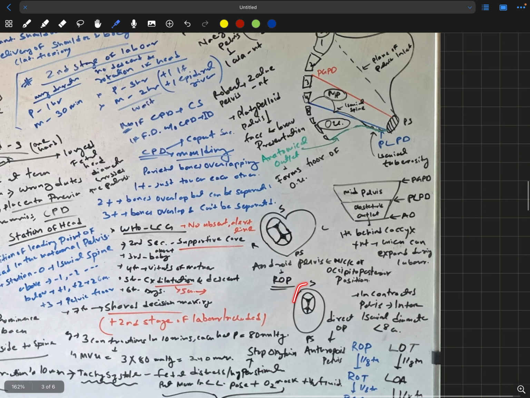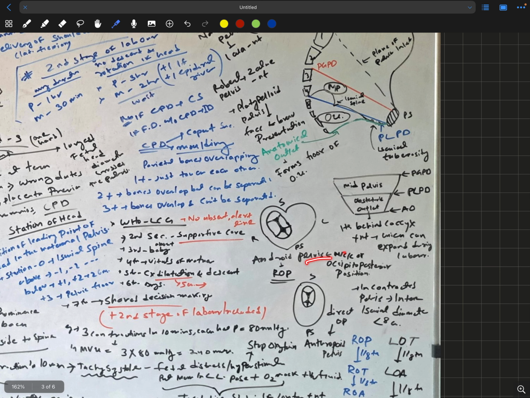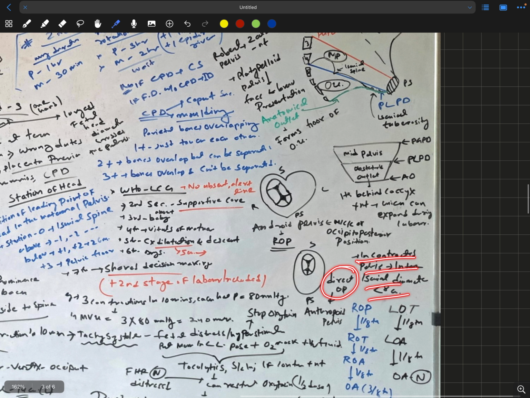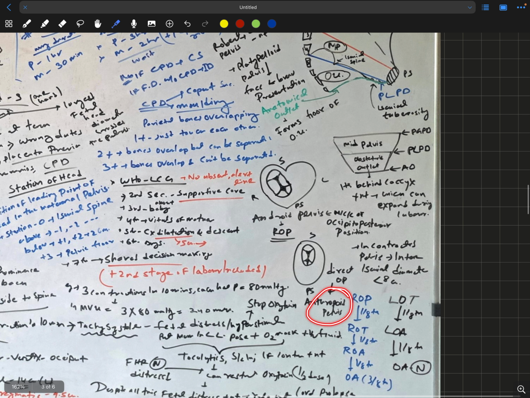This is called anthropoid pelvis. In anthropoid pelvis we have direct occipito posterior. This is right occipito posterior, left occipito posterior, but this is direct OP. So this is in case of anthropoid pelvis. Android pelvis is the most common cause of occipito posterior presentation. In contracted pelvis, the interspinous diameter is less than 8 cm. Direct OP occurs in case of anthropoid pelvis.